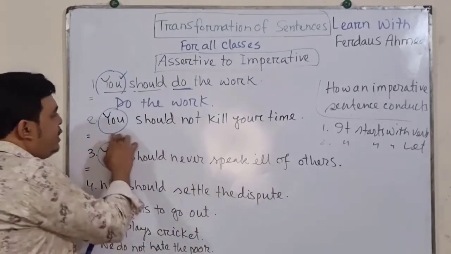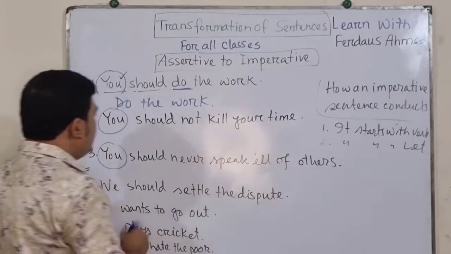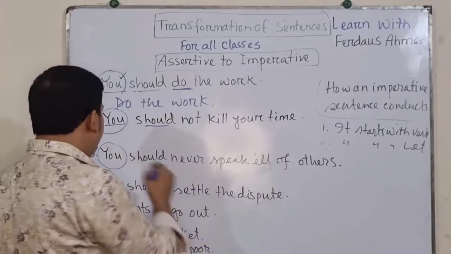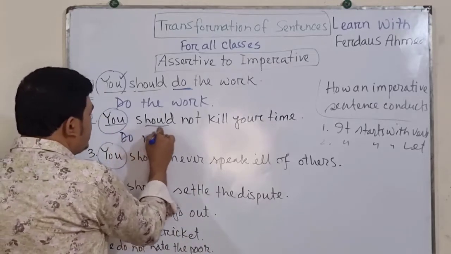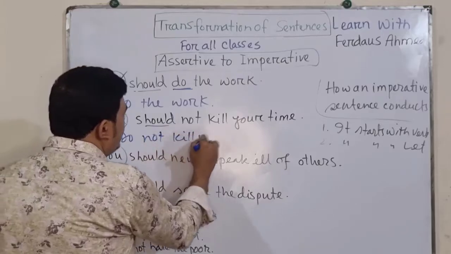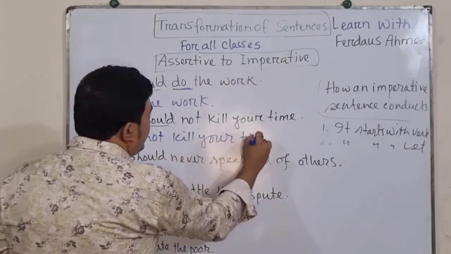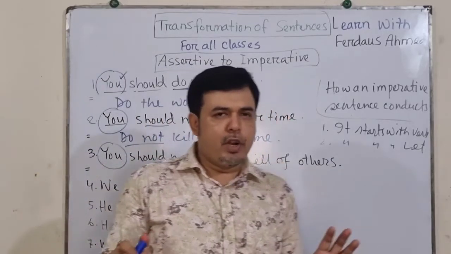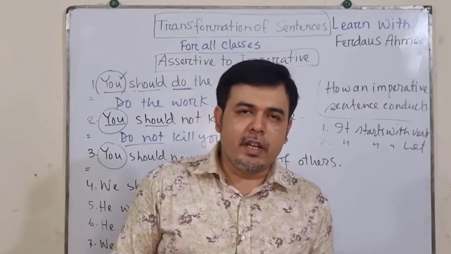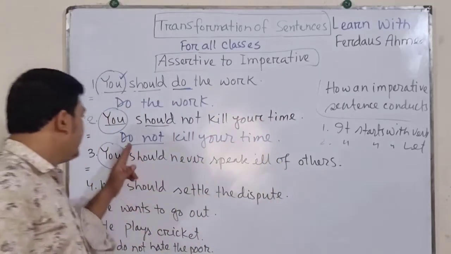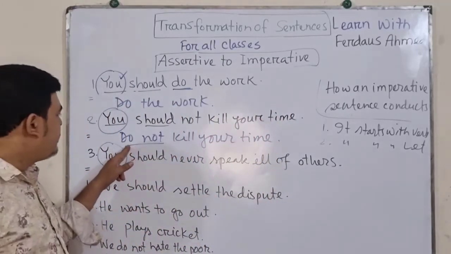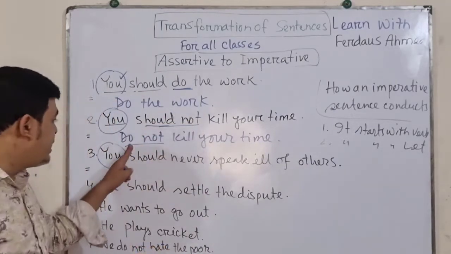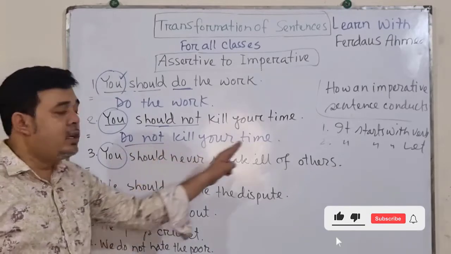In the next case: you should not kill your time. Here also is you, and here also is a modal. So what should we do? We just write: do not kill your time. If you write don't instead of do not, no problem, you can write that. But it comes before the base form, as it is a negative sentence, so it starts with do not. Do not kill your time.